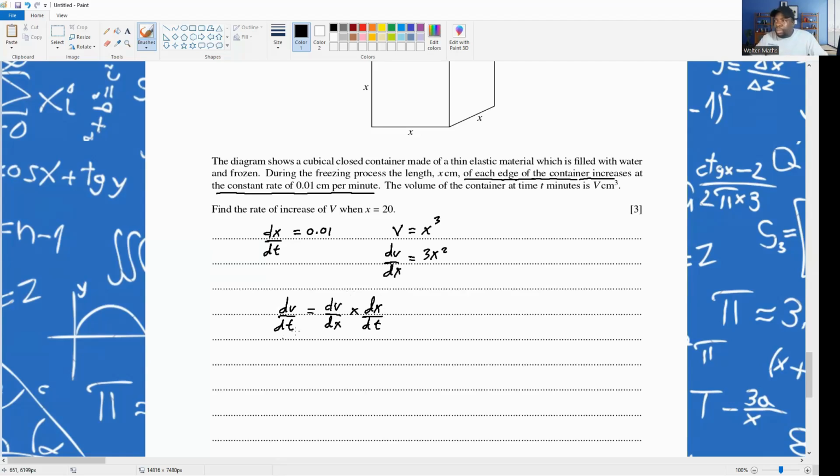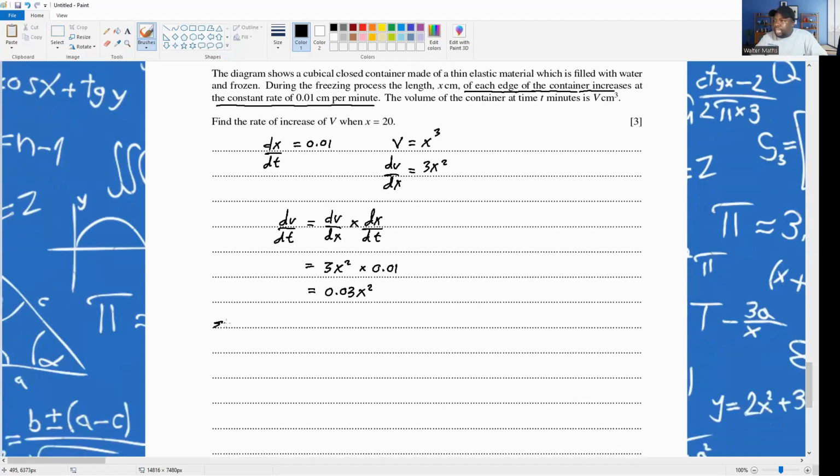So this actually is a correct chain rule for us to use. All right, so dV by dx is 3x squared, and we're multiplying that by dx by dt, which is 0.01. Okay, so we are going to be having 0.03 x squared right here. But the question says we should find the rate of increase when x is 20. Since x is equal to 20, it therefore means that dV by dt will be equal to 0.03 times 20 squared.